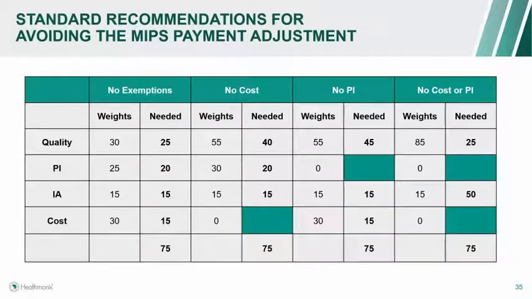And then, the requirement for quality would be 25 points. And then for PI, 20 points, for IA, 15 points, and for cost, also 15 points. And we have some reweighting here as well, but this is just something to keep in mind when finalizing measures, and then also determining if MVP reporting would be advantageous starting in 2023 and then future years as well.